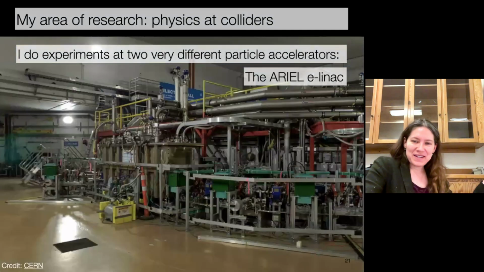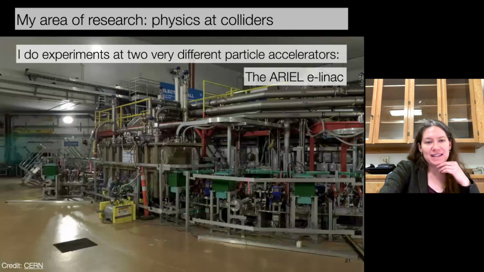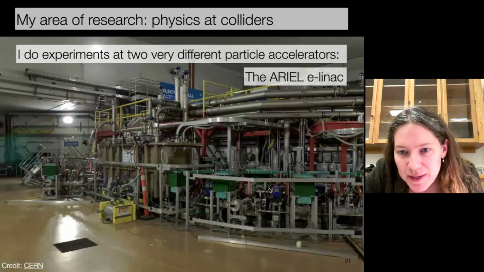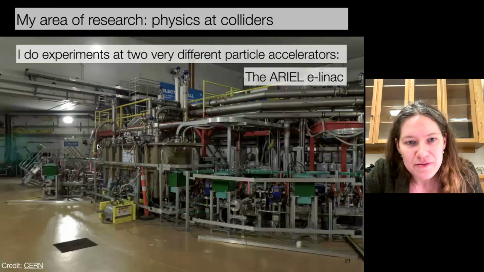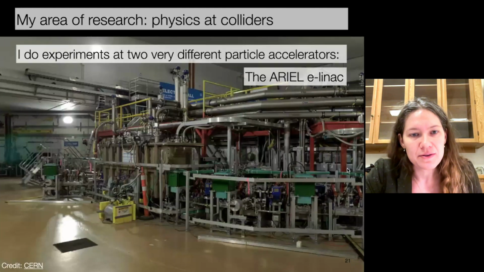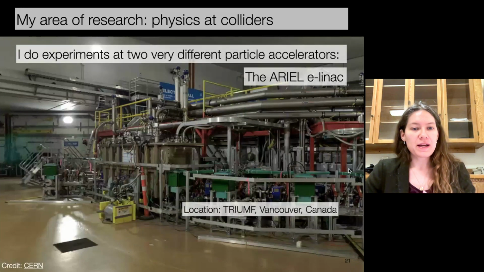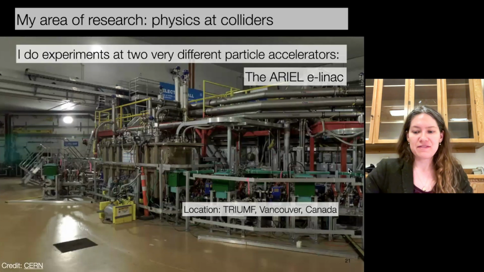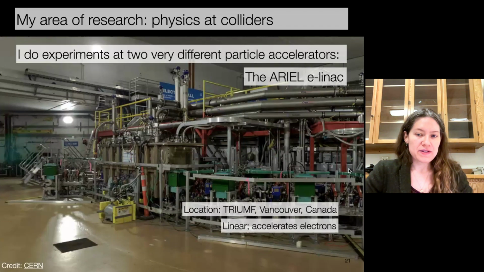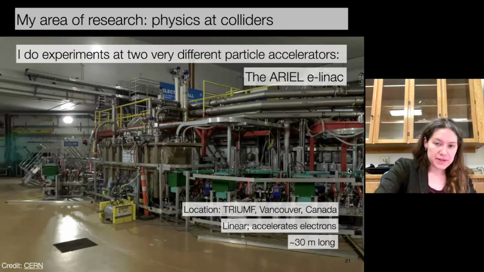The other accelerator that I do research at is the ARIEL eLINAC, this very small accelerator right here. So you can see a beamline kind of hidden away in there in between all of these optics running right to left. This is one of the accelerating units on this accelerator, and then it kind of goes around the corner over there. The location of this accelerator is it's at TRIUMF, the institution where I work here in Vancouver, Canada. This is a linear accelerator, whereas the LHC was circular, and this accelerates electrons where the LHC accelerated protons.